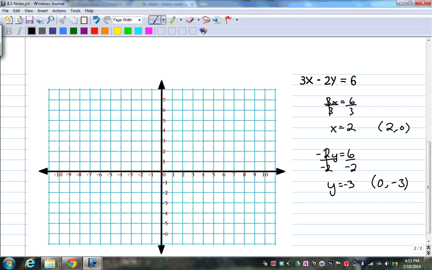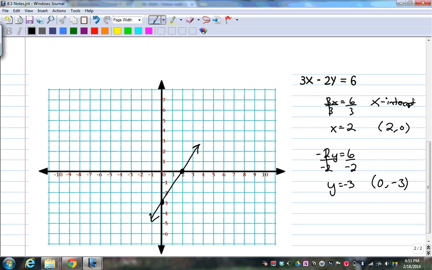Now, what that did is it gave me points, so I can graph this line. I go to 2 on x, 0 on y, and that is a point. And then 0 on x and negative 3 on y, there's another point. And right there, I graphed my line by just throwing 0 in and solving. Pretty cool, huh?